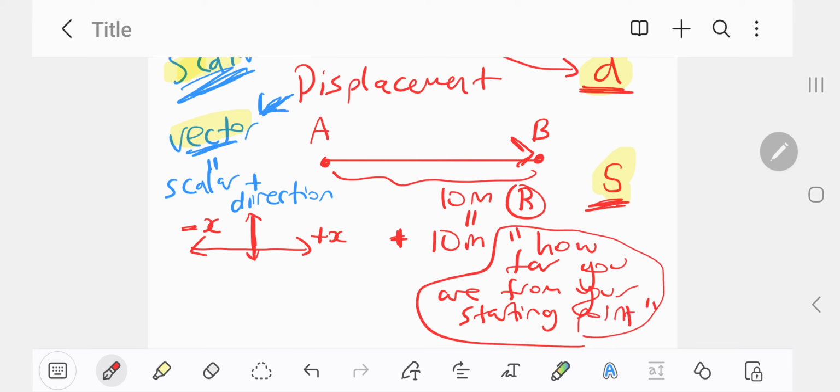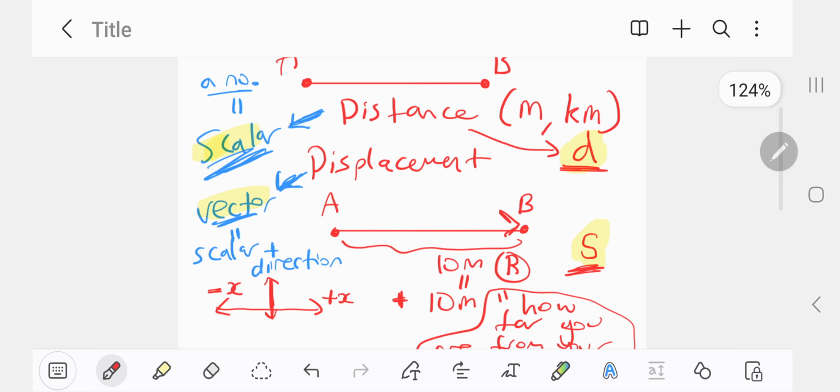Another way to think of this is if you start your day at home, you go to school and you come back, your displacement is 0. However, if you start at home and let's say go to a friend's house, 5 k's away, your displacement is 5 kilometers, let's say northeast from your house. So that's the key difference between distance and displacement.